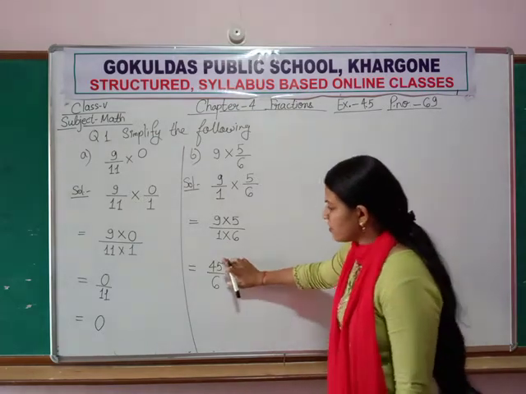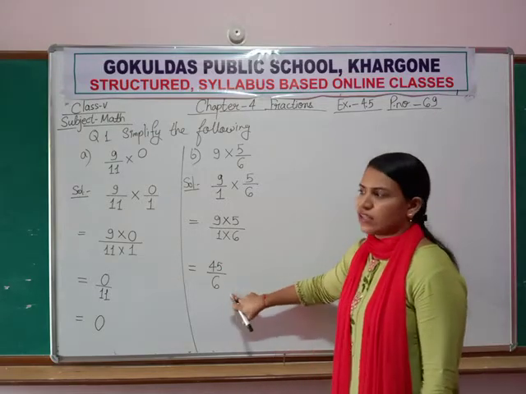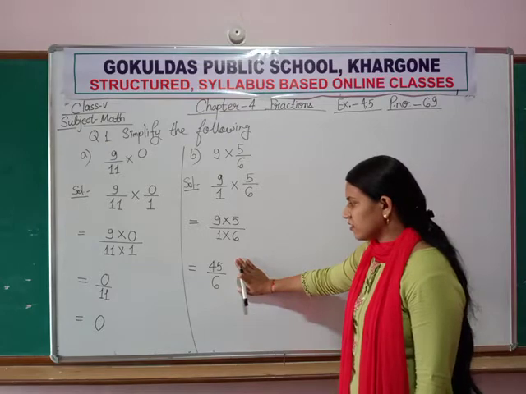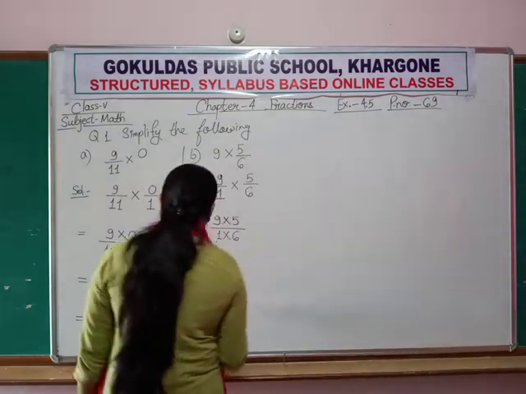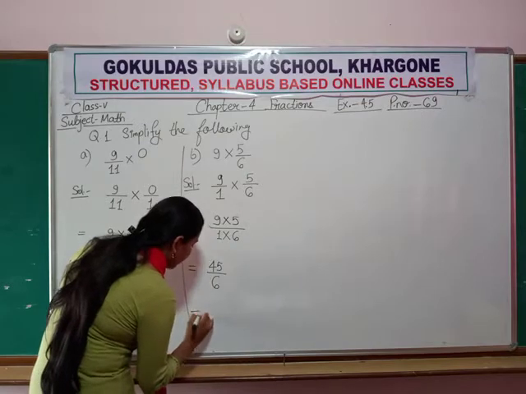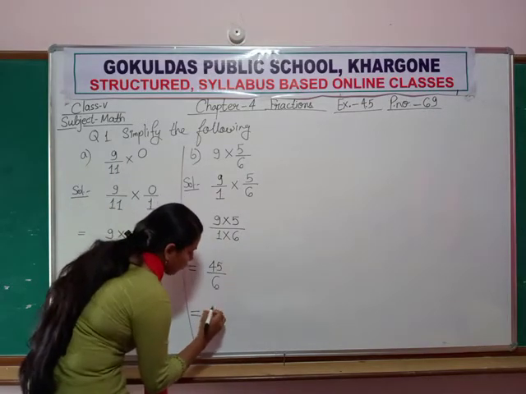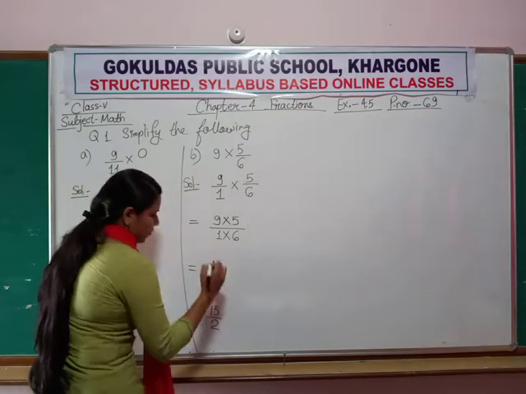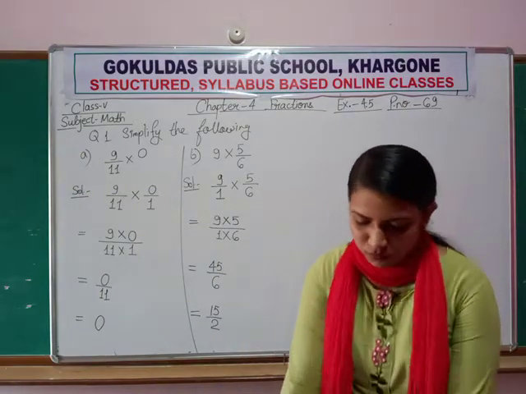As one number is odd and the other is even, is this fraction divisible by any number? Yes, it is divisible by 3. So we can reduce 45 and 6 to the lowest form, 15 upon 2. So the final answer is 15 upon 2.